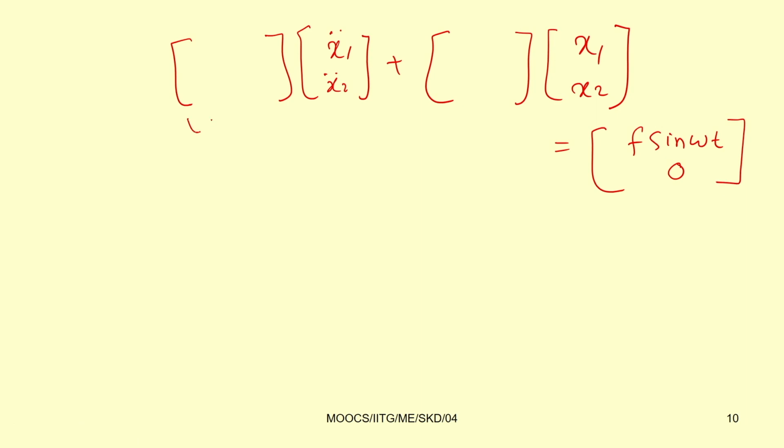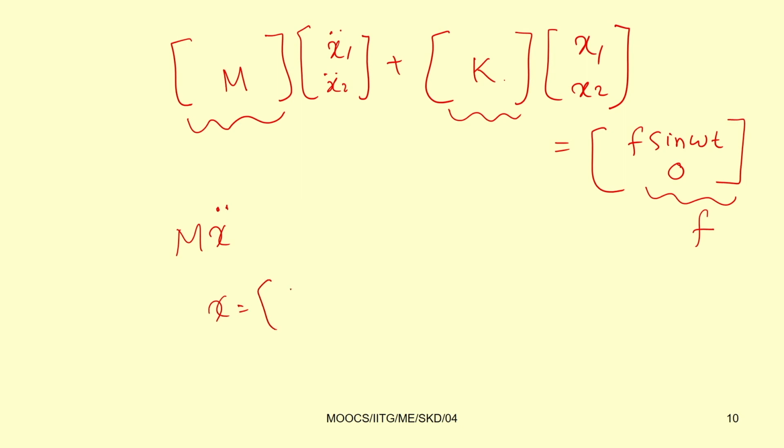So, we can write this in matrix form. This matrix is known as the mass matrix, and this matrix is known as the stiffness matrix. This vector can be written as the force vector. So, the equation of motion can be written in this form: m x double dot plus k x equal to f, where x is a vector, x1 and x2.